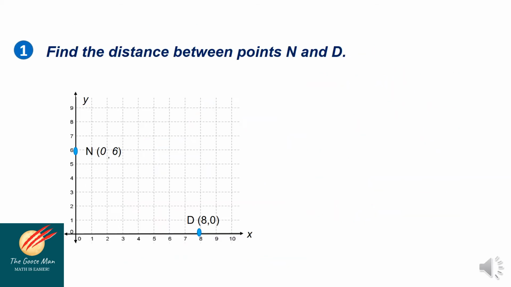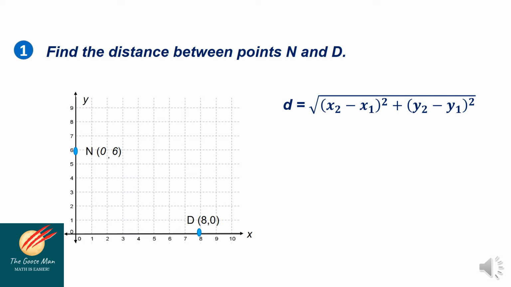To summarize, the distance between any two points in the coordinate plane can be solved using the distance formula, whether they are aligned vertically or horizontally. Now, let us consider the points: point N with coordinates 0, 6 as well as point D at 8, 0. We will now find the distance between the points N and D. Using the formula, d is equal to the square root of (x sub 2 minus x sub 1) squared plus (y sub 2 minus y sub 1) squared.